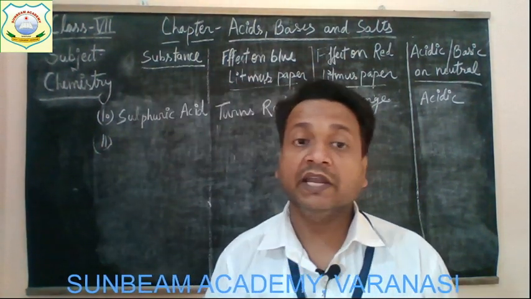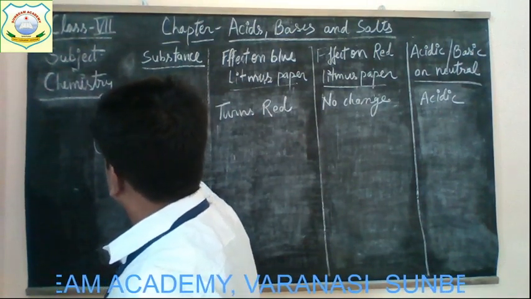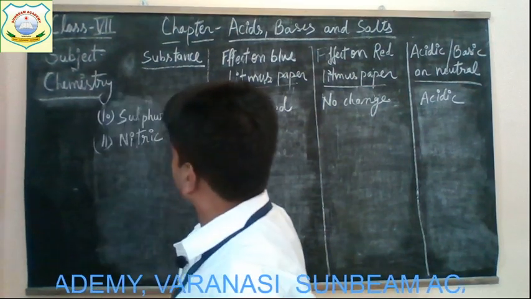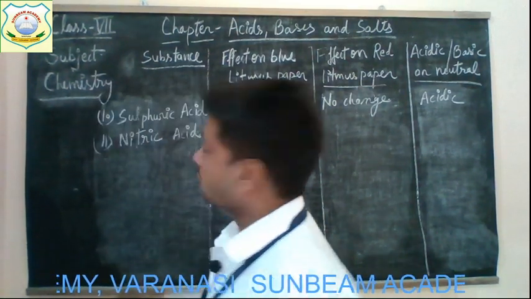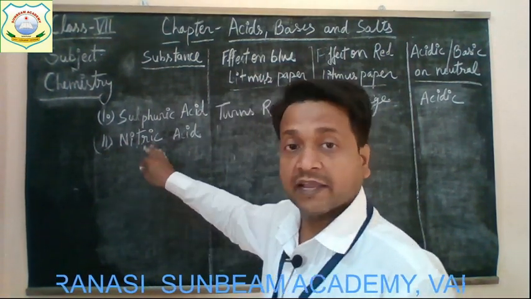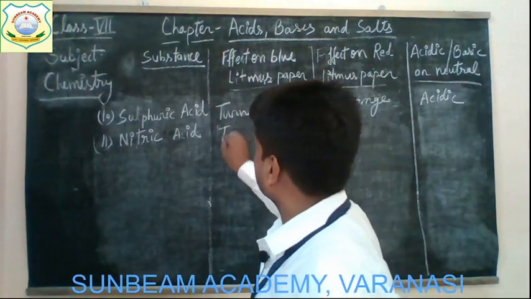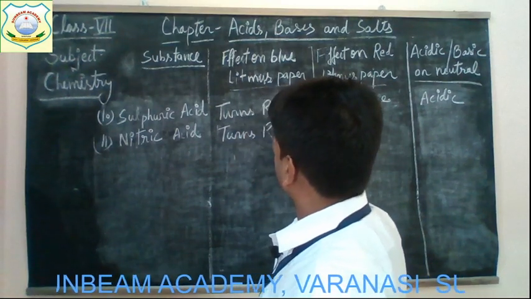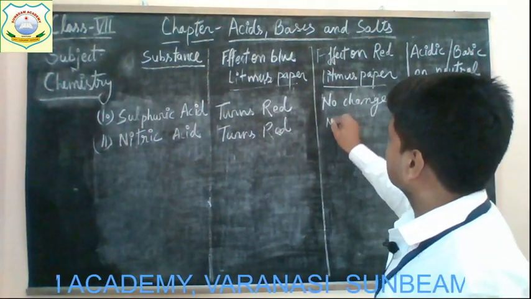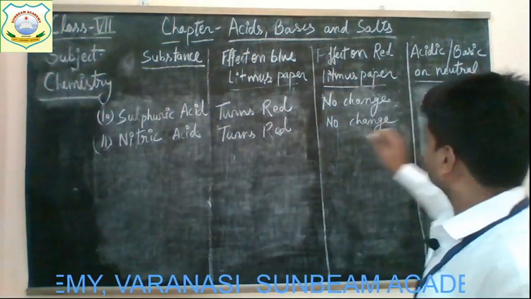After the sulfuric acid, we can take the nitric acid also. This nitric acid is also available in labs. So a drop of nitric acid when kept on blue litmus paper turns it red, and there is no change on red litmus paper. So the nature of nitric acid is also acidic.